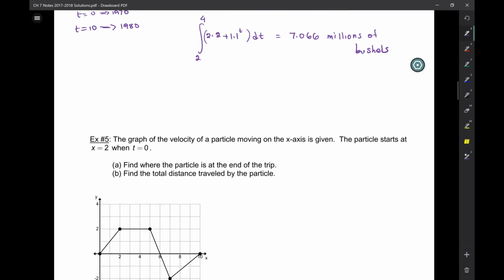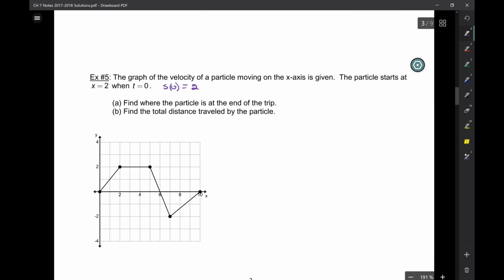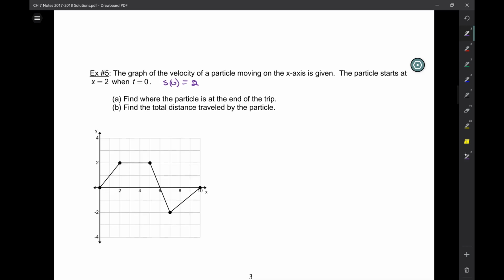Now, here, the graph of the velocity of a particle on the x-axis is given. The particle starts at x equals 2 when t is 0. So s of 0 is equal to 2. Find where the particle is at the end of the trip. Okay? So the area underneath is the displacement. Area is displacement. So at the end of the trip, where is it?